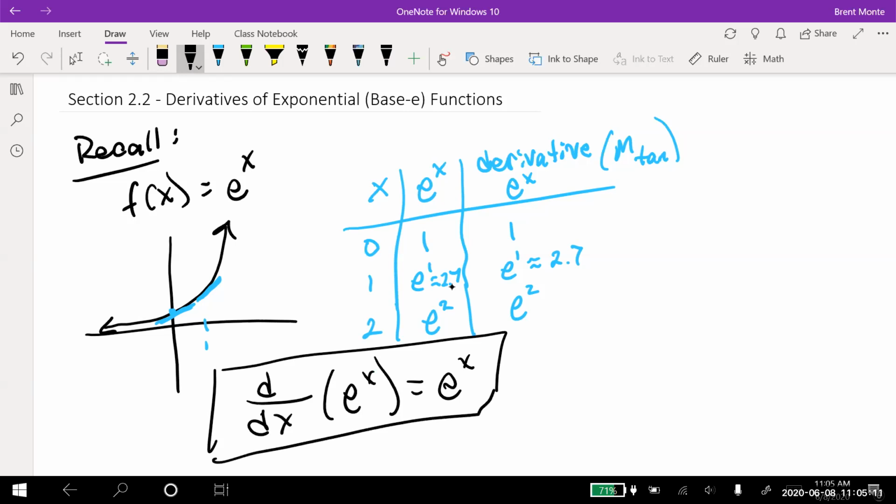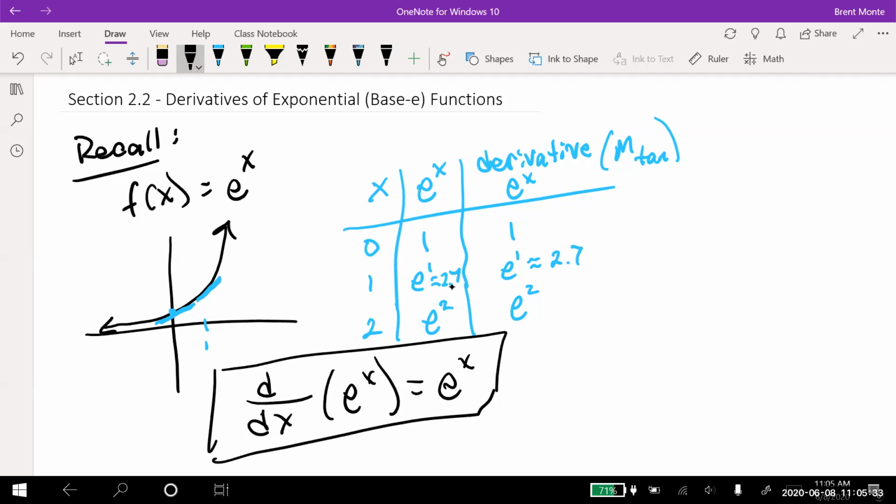That actually is the entire section. We could stop right there and say, look, that is the section. What's really interesting about e to the x, the exponential, is that it's the only function other than 0 whose derivative is the same as the original function.